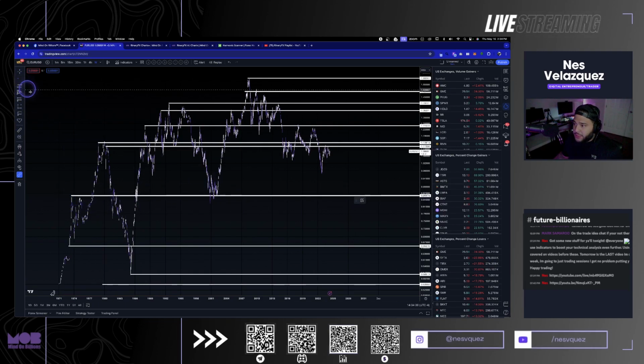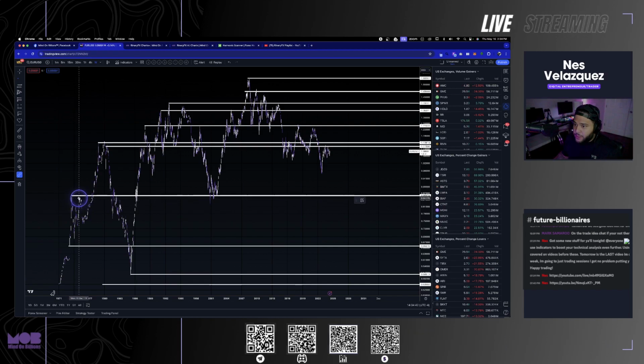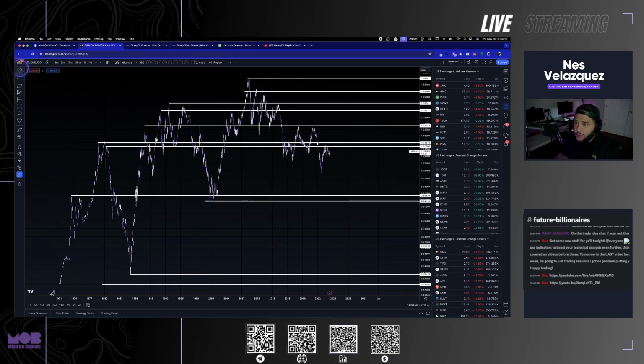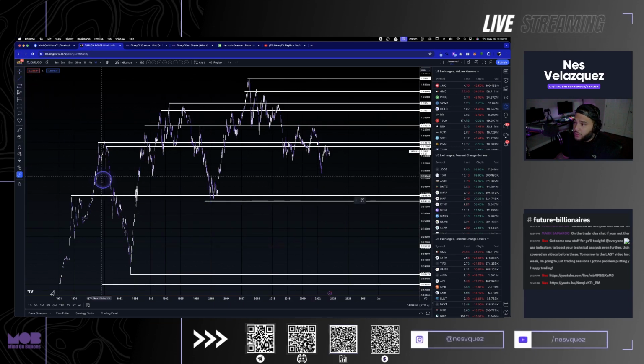Again, you'll see some of the same things. You'll see support become resistance, resistance become support. You see a lot of that. There are some trends that are still holding and have never really broken over time.